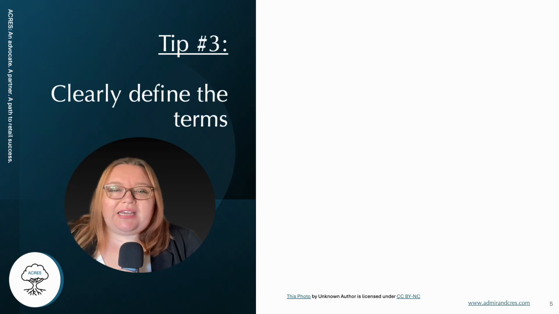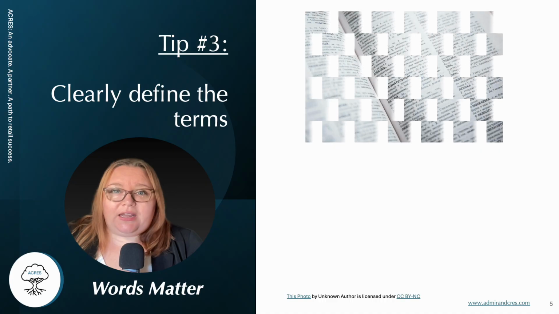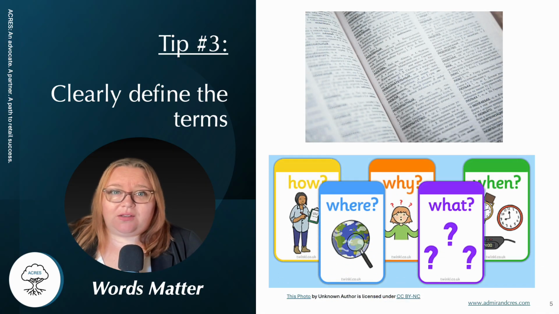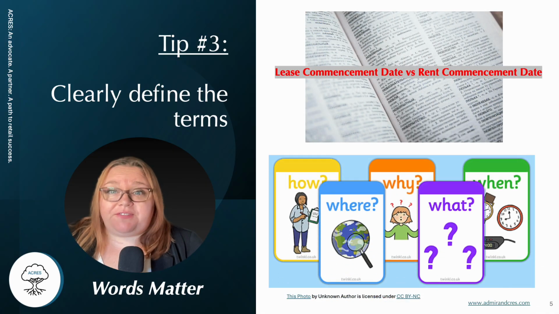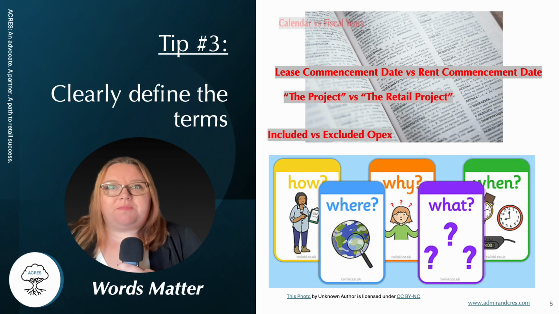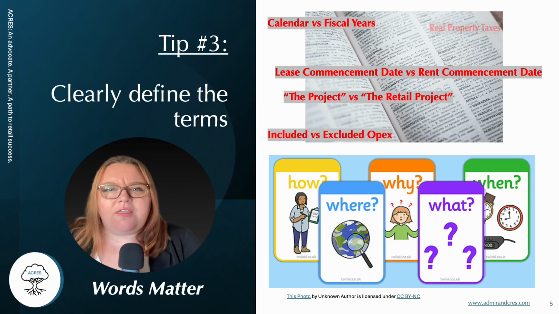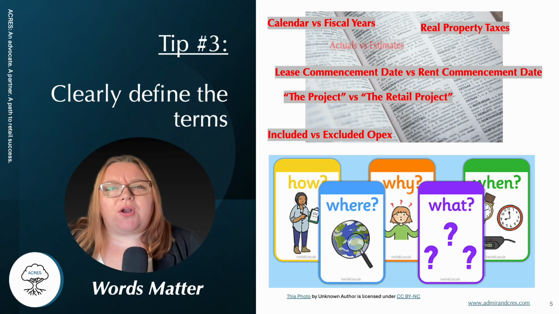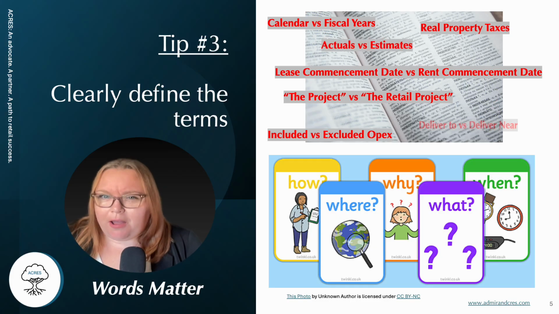Tip number 3 is to clearly define the terms. It is important that the lease has clear definitions. What is the difference between the effective date, the target delivery date, the outside delivery date, the possession date, the time to complete tenant's work, the rent commencement date, the penalty period, and what counts as part of the term and what doesn't? You see where I'm going here?